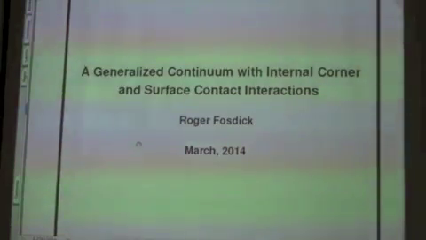Now, in the last few days, there's been a lot of talk said about the principle of virtual power. And I'm not going to use that principle in this talk at all. But I want to describe a generalized continuum mechanics theory using the classical laws of continuum mechanics, the balance of mass, linear and angular momentum.